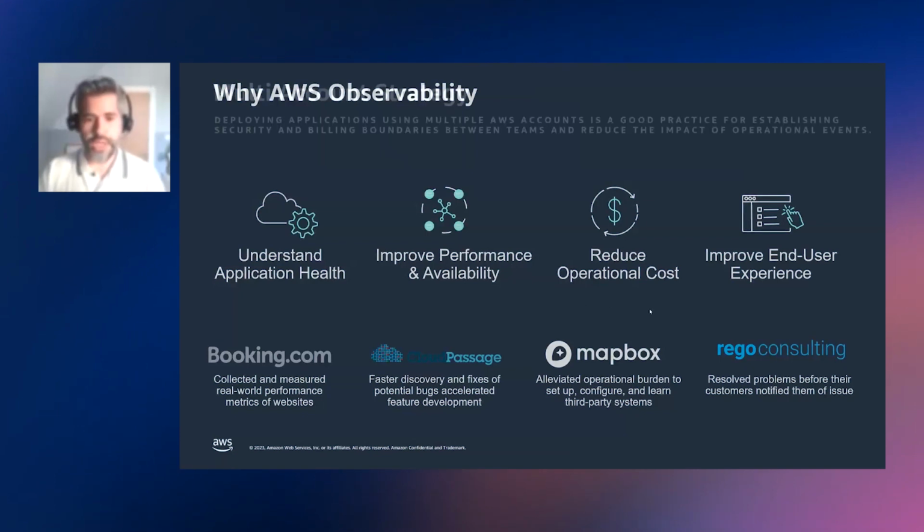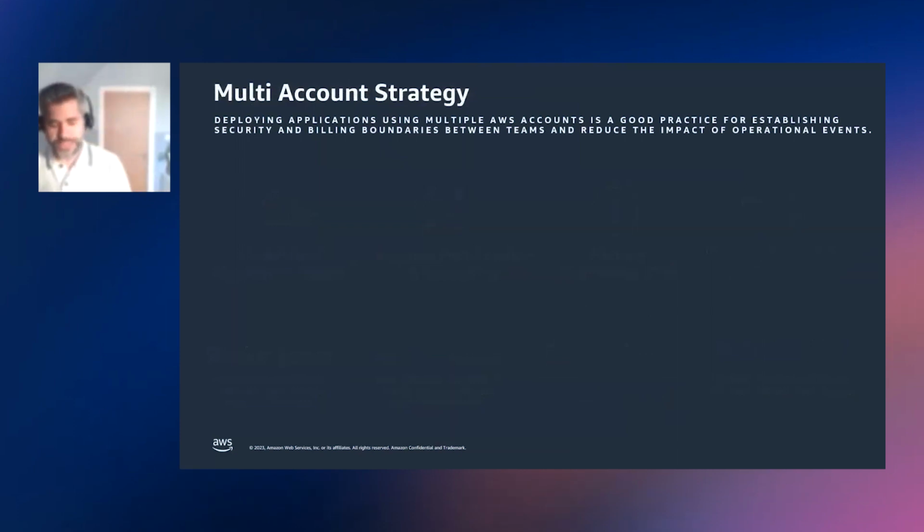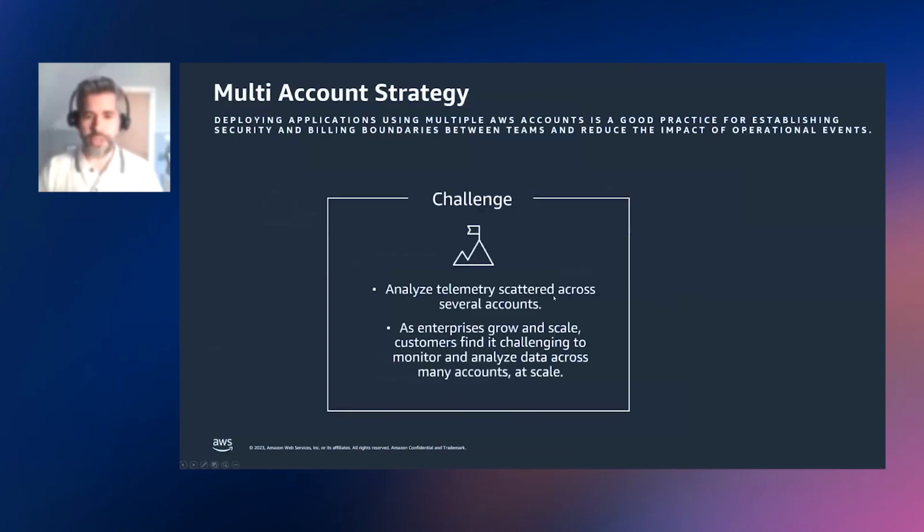All right. From here, I go to the next slide. Now, when you're using the AWS cloud, it's a good practice to deploy your application using multiple AWS accounts, as it's really helpful for you to have security and billing boundaries between your teams, and it helps you to reduce the operational events. But what happens when you have your multi-account strategy and you're trying to observe your telemetry across all the accounts? Well, that's where you face this challenge, because now your telemetry is scattered across all your accounts.